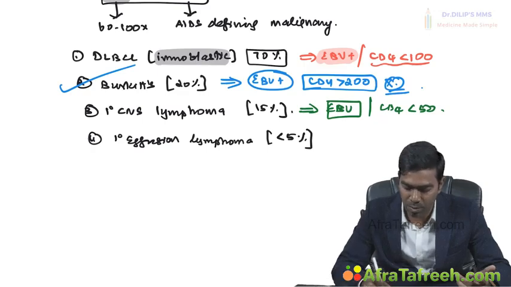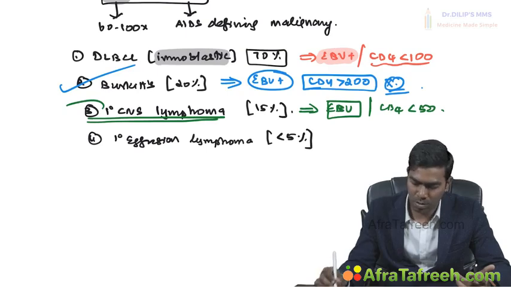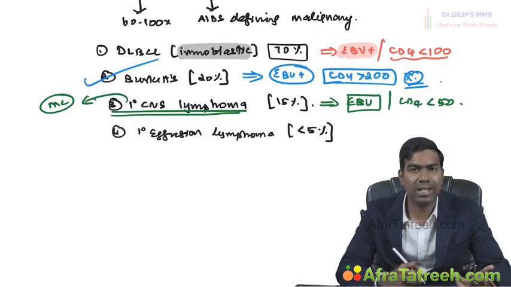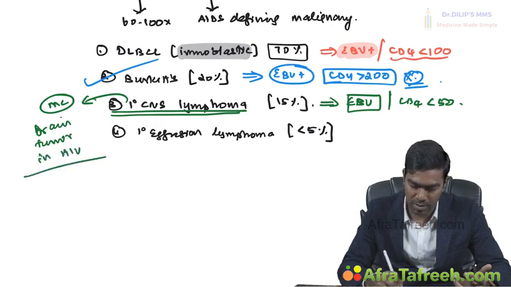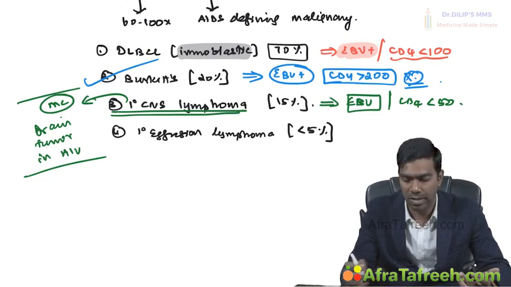One of the very important points that you have to note about primary CNS lymphoma is the fact that it is the most common malignancy affecting the brain, the most common intracranial malignancy in HIV patients. It's the most common brain tumor. It's the most common primary brain tumor in HIV patients. You can remember it like that, or the most common primary brain malignancy in an HIV patient.